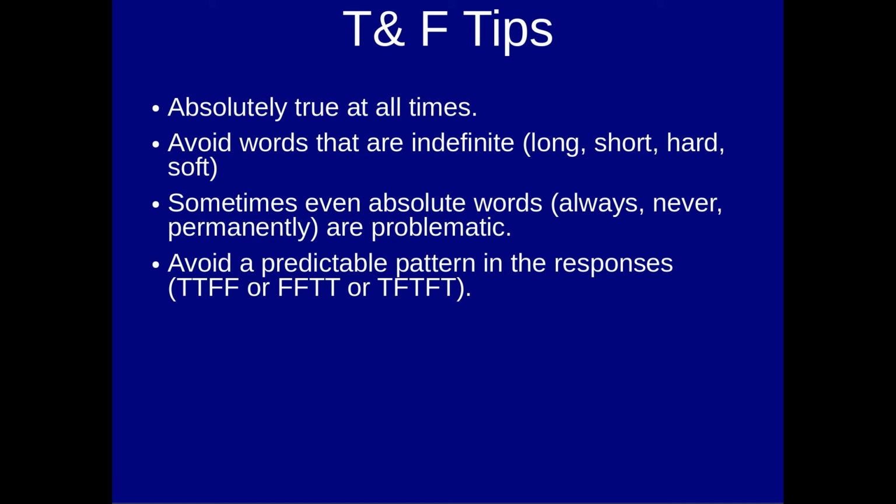Second bullet, you need to avoid words that are indefinite: long, short, hard, soft. Don't say, Bob is faster than Mary. What does faster mean? It's better to give a more concrete example, like Bob is 10 seconds faster than Mary. Or Bob travels 30 miles per hour while Sandy travels 20 miles per hour. You want to be as definite as possible, because this helps to indicate if it is true or false.